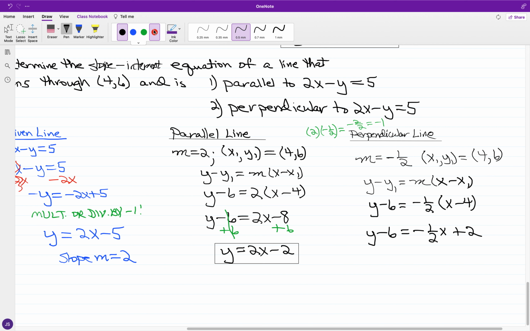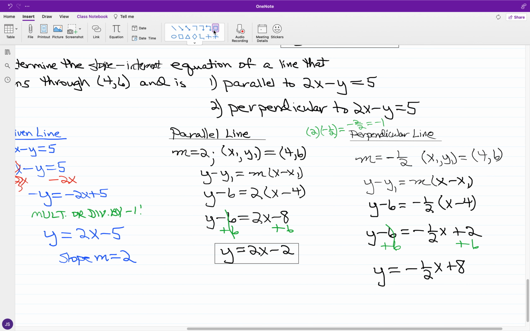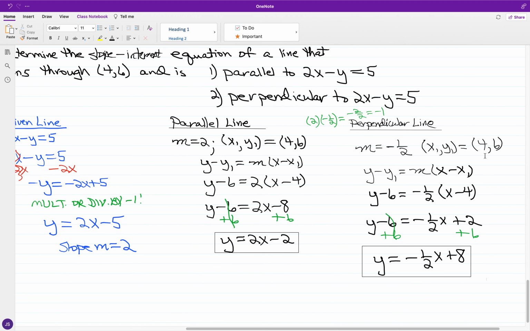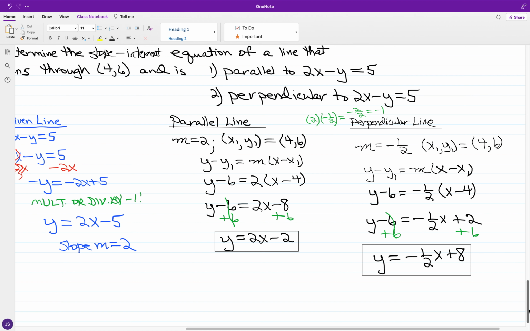And getting y by itself once again, it's going to follow that y is equal to negative 1/2 of x plus 8. All right. So with x at 4, negative 1/2 of 4 is going to be negative 2. Negative 2 plus 8 is 6. And 6 is equal to y, again, which we have assigned at 6.